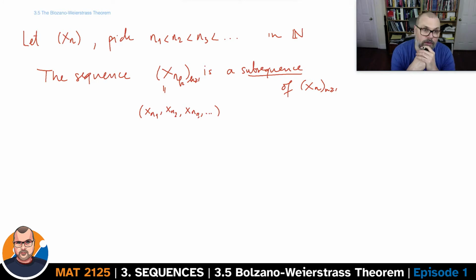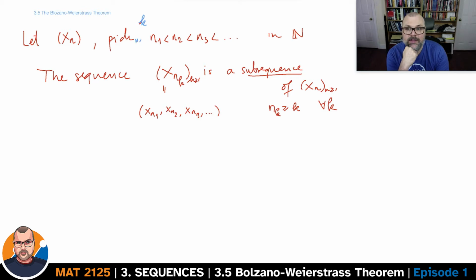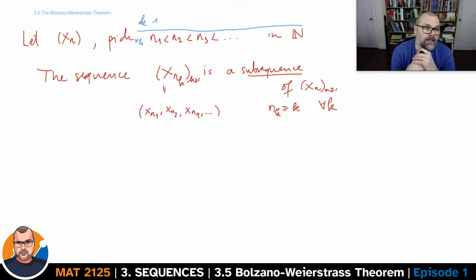A few things to note: n_k, by definition, has to be greater than or equal to k for every k, right? This is the k, this is the n_k. It's saying that n_1 is the index in the first position of the subsequence. The smallest possible value it can take is 1. So n_1 has to be greater than or equal to 1. You don't have a choice.